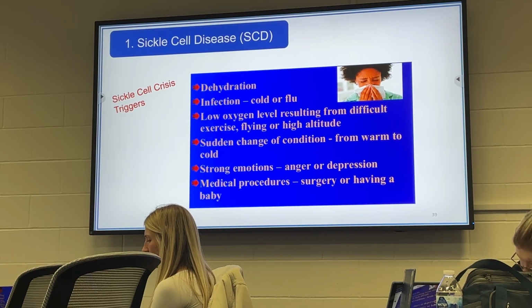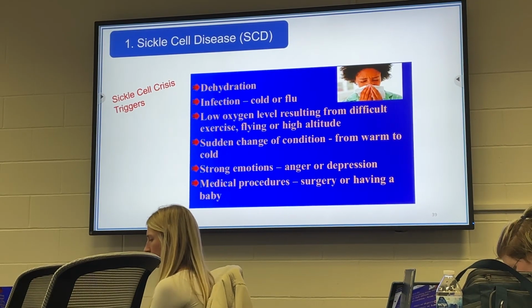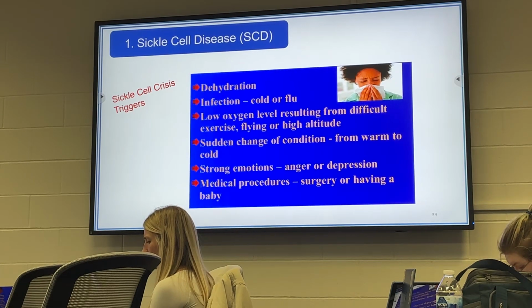So we tell these patients, we want you to keep your room at the same temperature all the time. We don't want big fluctuations in your temperature, or you going out when it's 20 below, or going to the beach when it's 100 degrees out, because that may trigger you to go into crisis mode. Emotions, procedures, and surgery can also be triggers.